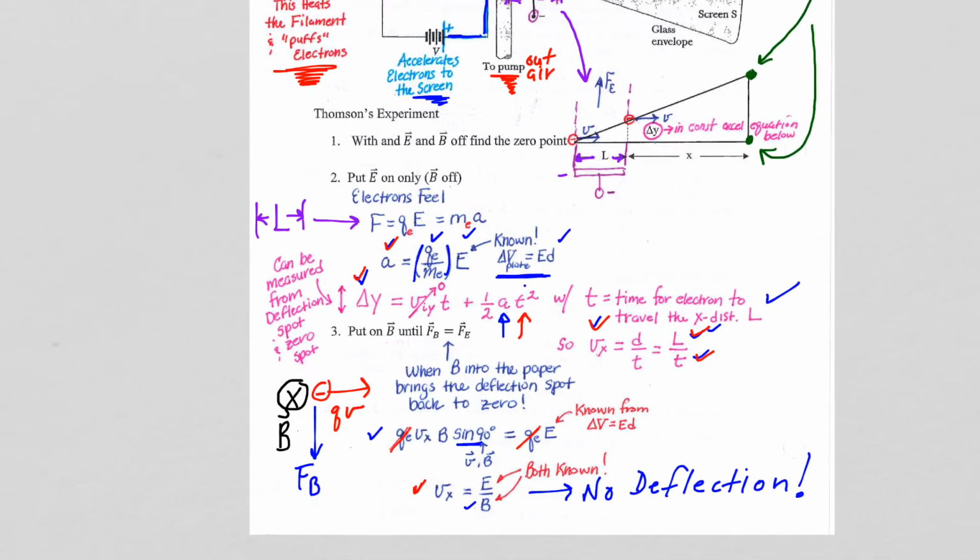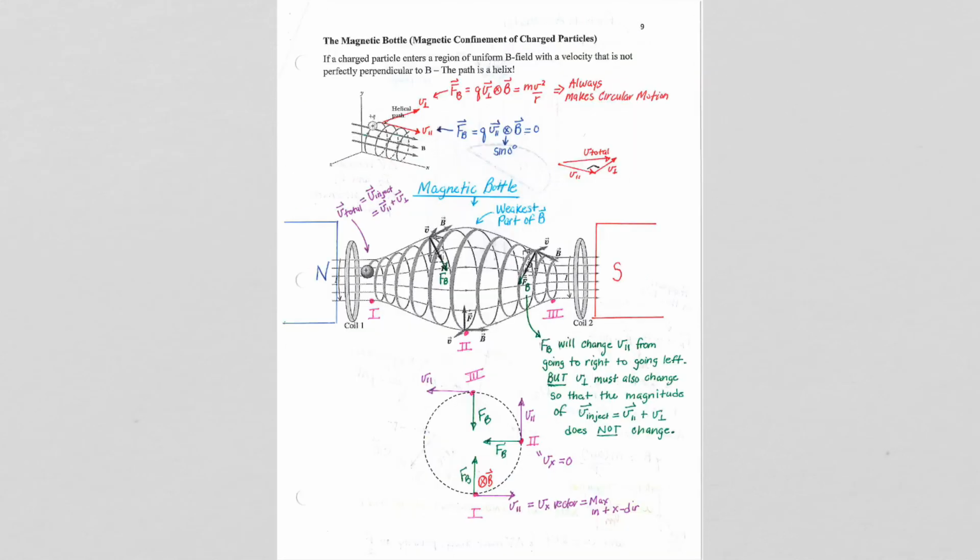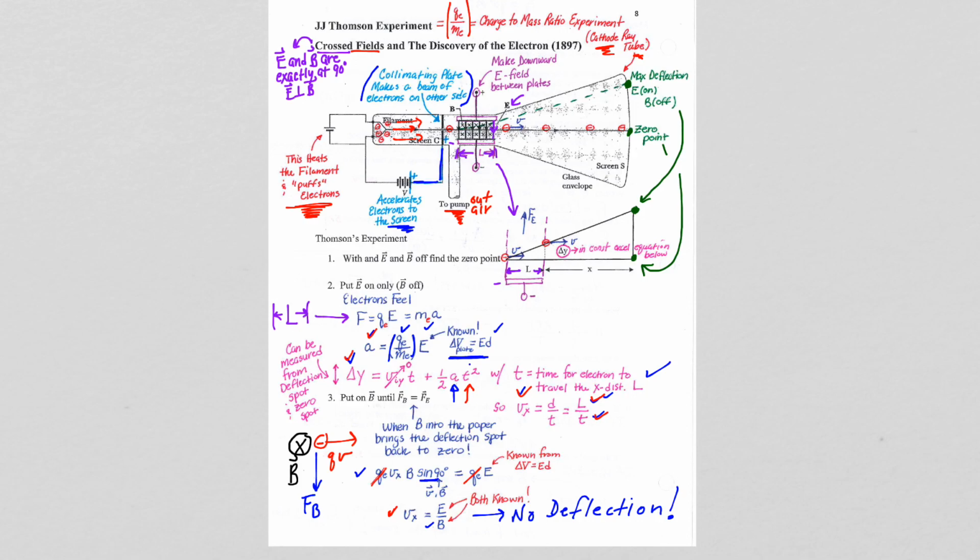So, fascinating experiment. I hope you learned a little bit and could understand what it was that Thomson did and how he did it. We will talk more about crossed fields in class, so you'll get more practice with that, both in homework problems and from discussion in class. And we will move on to another interesting discussion on magnetic confinement and magnetic bottles. So there you have it.